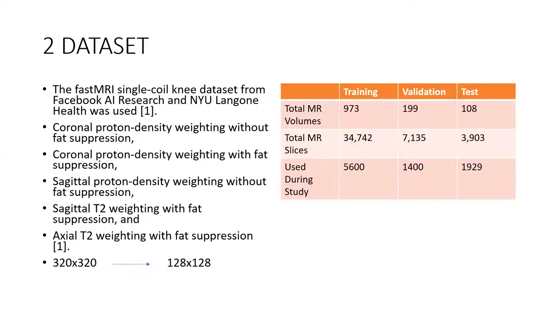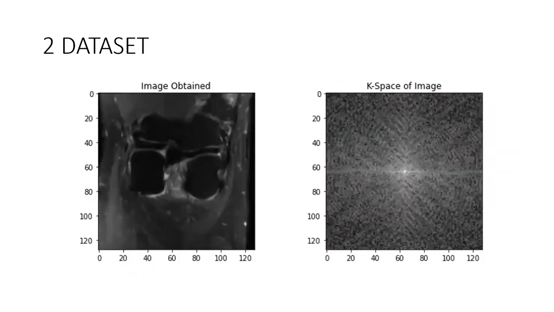The dataset contains coronal, axial, and sagittal slices. Lastly, T2 and PD weighted acquisitions with or without fat suppression are present in the dataset. Some pre-processing steps were implemented, which also downsample the 320 square images to 128. This is an example slice from the dataset, a PD weighted, fat saturated image and its k-space.